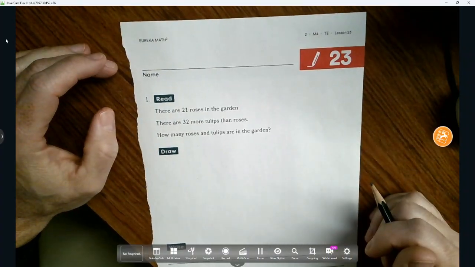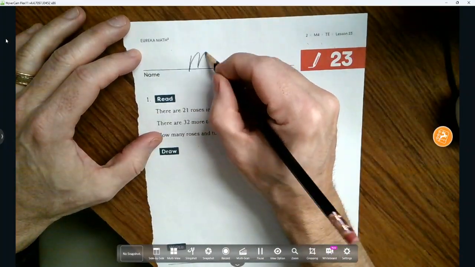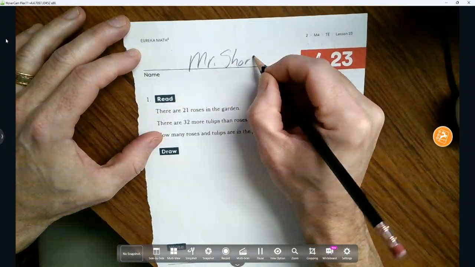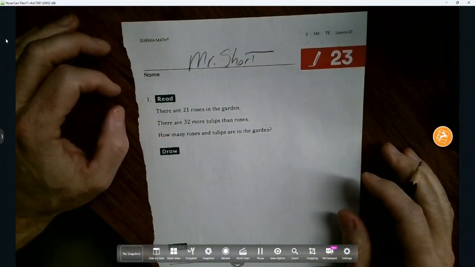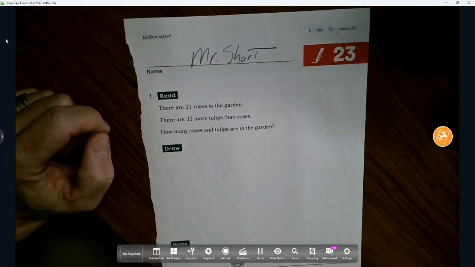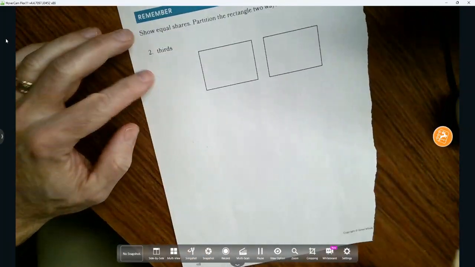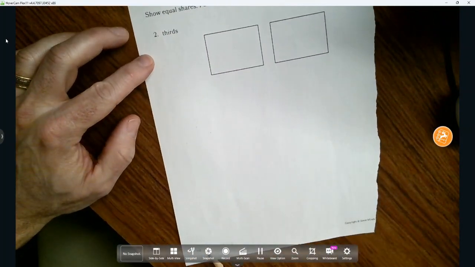But let's look at what we got today. This is Eureka Math Squared, second grade, module 4, lesson 23. I am Mr. Short. I hope everyone out there is ready for this, having a good day. We only got two problems. We got number one on page 117. And on the back, page 118, we have one problem.